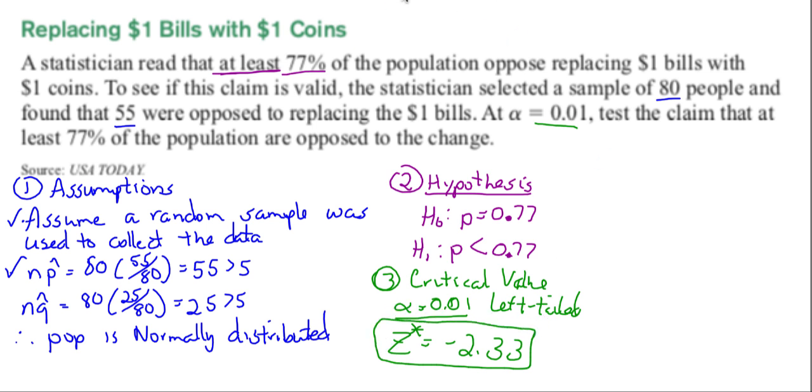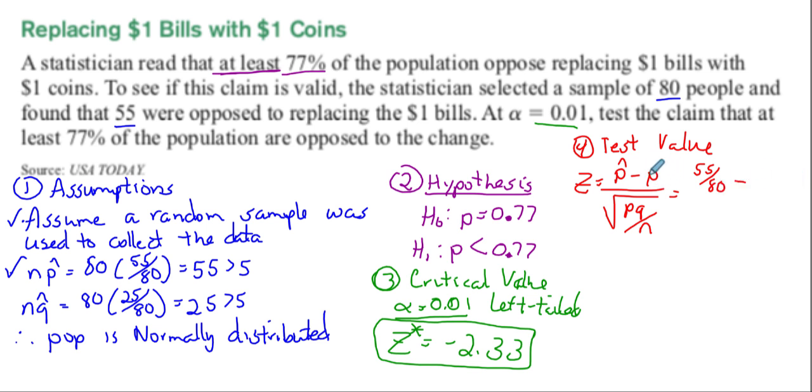Now that I have my critical value, my next step is to find my test value. To find our test value, we use our formula. Z is equal to p hat minus p divided by the square root of p times q divided by n. Substituting in the values I know, you can either use the fractions or you can convert these to decimals. I'm going to use fractions this time. And my p is from my null hypothesis, 0.77.